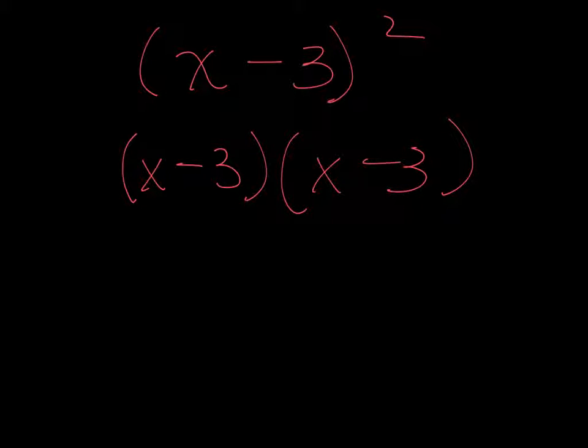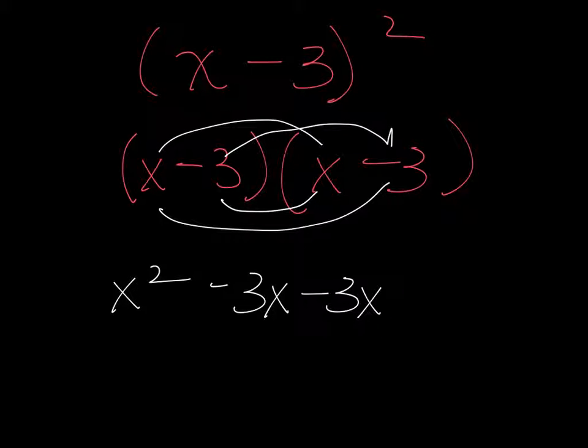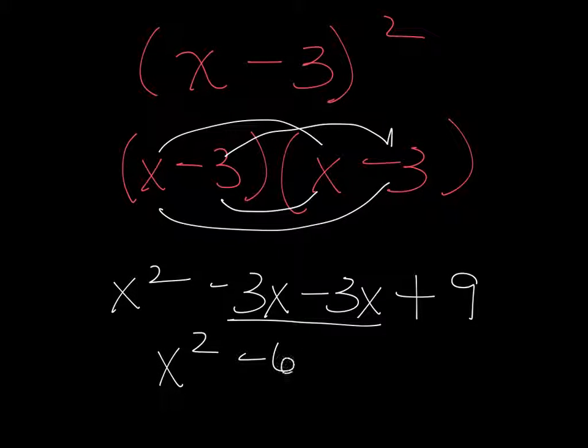So we have to do FOIL method on this, or Binomial George, whichever one you like. If you take x times x, that's x squared. There's your first terms. Outer terms, negative 3 times x is negative 3x. Inner terms, negative 3 times x is negative 3x. And then your last terms, negative 3 times negative 3 is plus 9. So negative 3x, combine them, we get x squared minus 6x plus 9. So if you see any of these on your homework tonight, you need to remember that you have to write them out as two binomials.